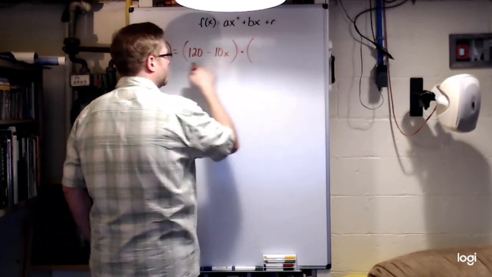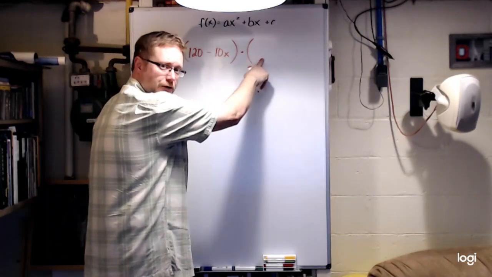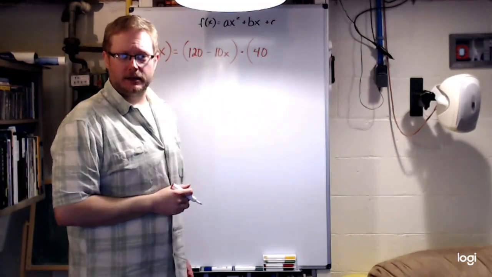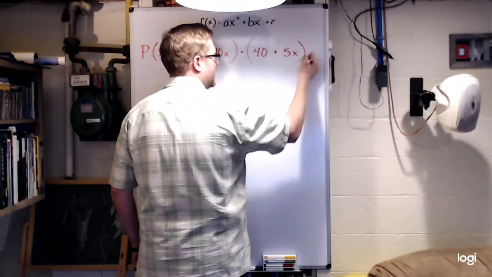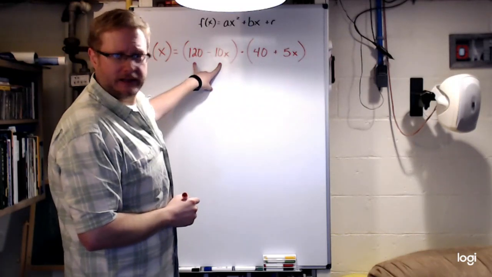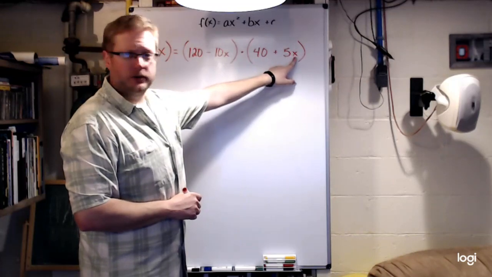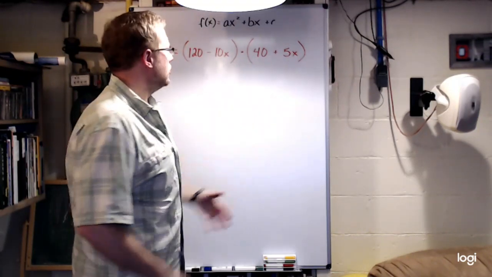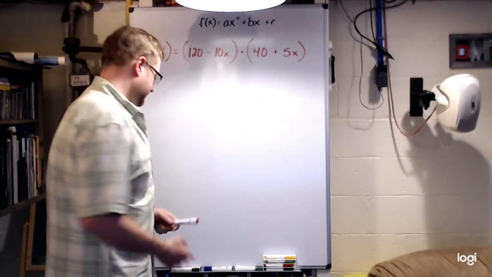Times, so this is the amount of players showing up, times how much is being charged. It says they start with a $40 fee, and every time it increases $5, that's when you lose the 10 players, okay? So amount of players attending times the amount of money you're charging. Once again, x represents how many times you are increasing that fee. We're going to do the same thing. FOIL: first, outside, inside, last.